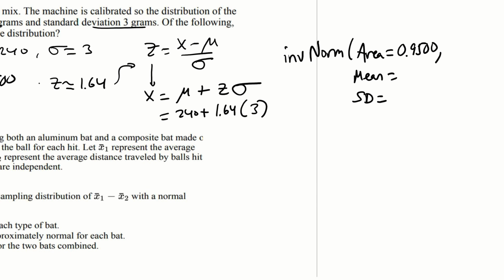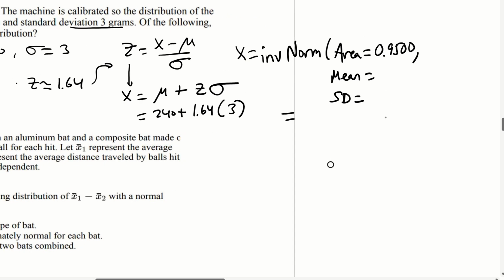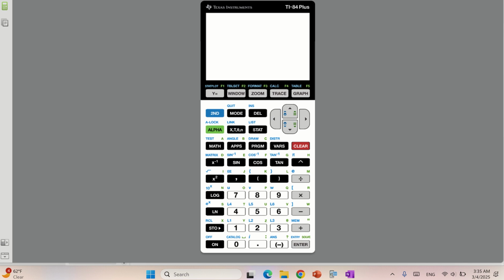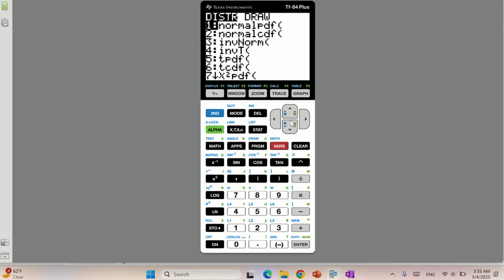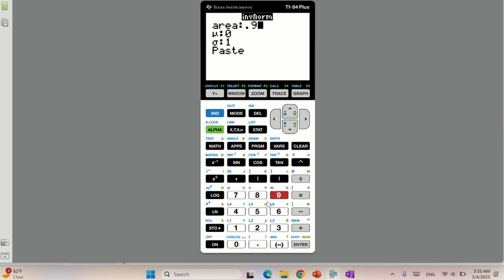But if you just want to get the x value directly, that's what we want to do, then you could just provide the mean that they gave you. So the mean is 240, and the standard deviation is 3. All right, so when we do that, what do we get? Let's do that. We could do vars and then go to inverse norm, and we provide the area 0.95, and then the mean was 240, and the standard deviation was 3.